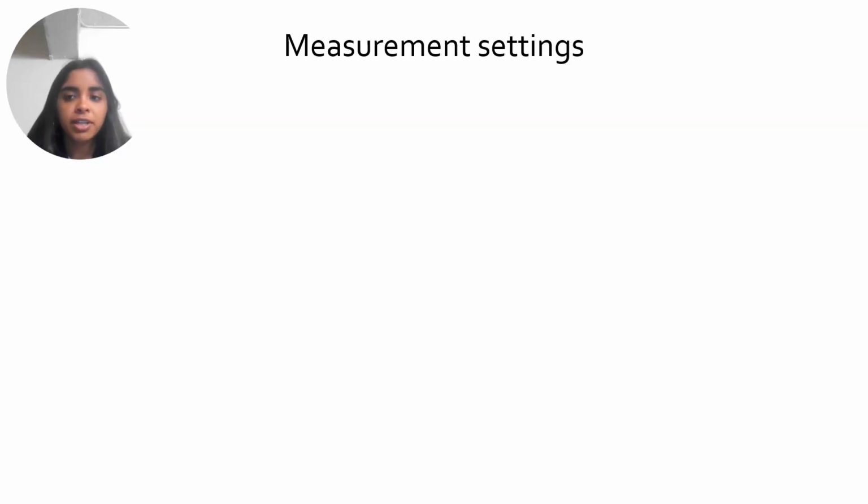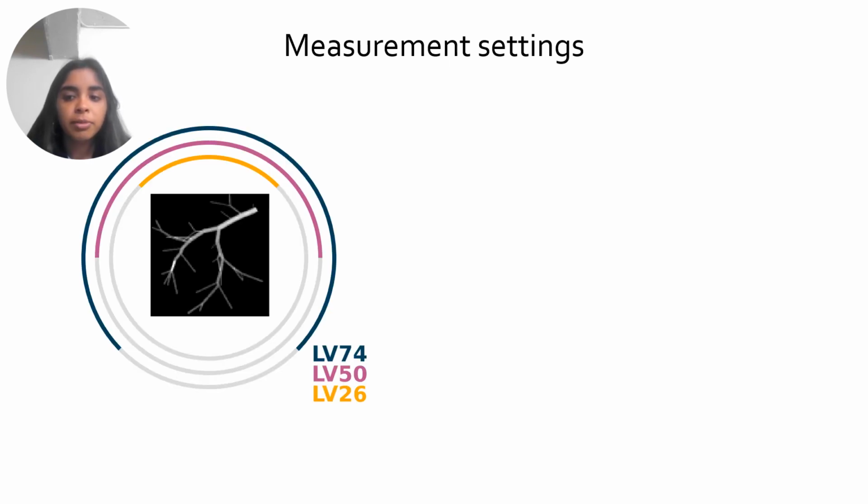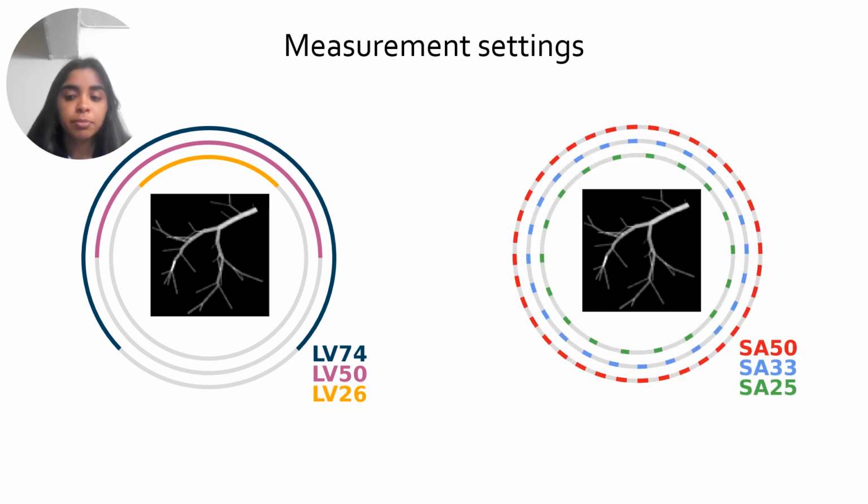We tested our method in simulation on various measurement configurations. First, for limited view, we tested 3 scenarios. One where you have 74% coverage of the circumference, one where you have 50%, and one where you only have 26%. For the spatial aliasing problem, we tested 50%, 33%, and 25% coverage, all with the transducers evenly spaced around the circumference. In this talk, we'll show results for the hardest scenarios in these 2 categories.